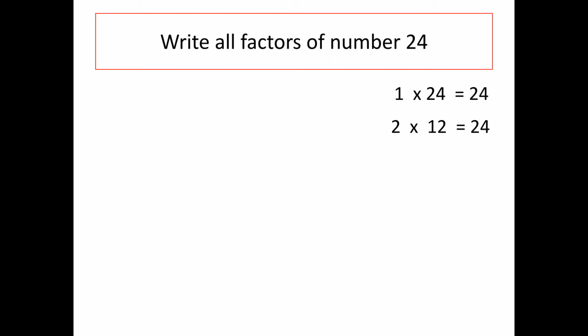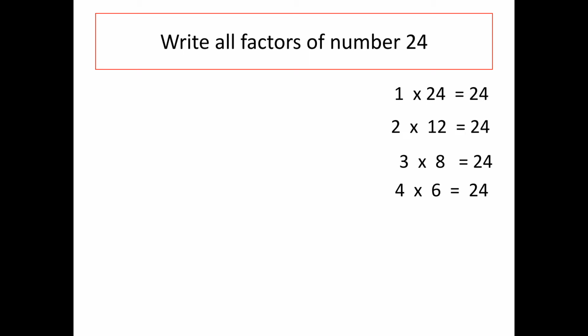What about the 3? Does the 3 work with you? Yes, 3 times 8 equals 24. What about the 4? From the multiplication tables, we know that 4 times 6 equals 24. What about the 5? The 5 doesn't work with the 24 because 5 works only with numbers that have 0 or 5 in the units. What about the 6? It's already written. What about the 7? It doesn't work with the 24. What about the 8? It's already written. So we have all numbers that we need to write.